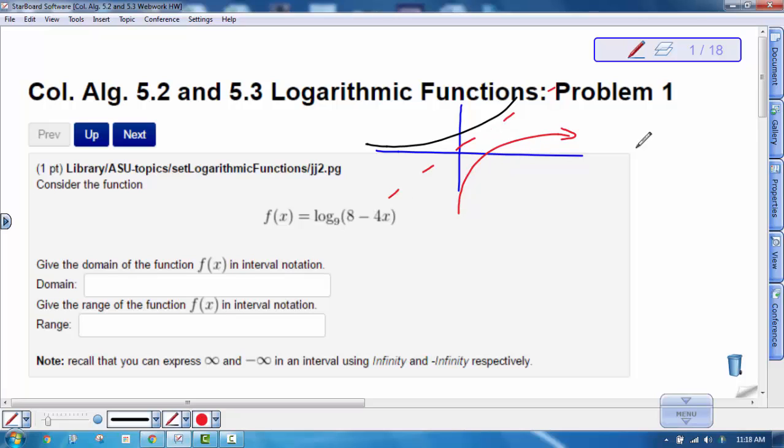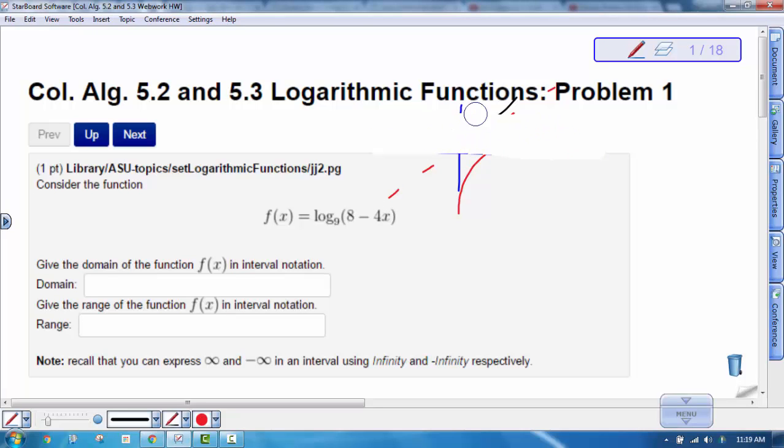Now this one's been shifted around, right? It's been shifted and stretched and actually reflected as well. So what we can do actually is we can do this. I think it's actually better algebraically to look at this. So what we can do is change this into exponential form. I'm going to call this y, and I'm going to do 9 to the y equals 8 minus 4x. So we do base to the exponent equals the argument. So you have to know how to change into exponential form.